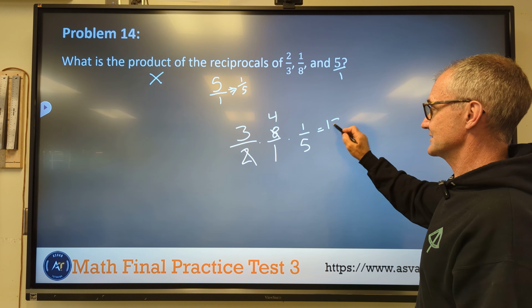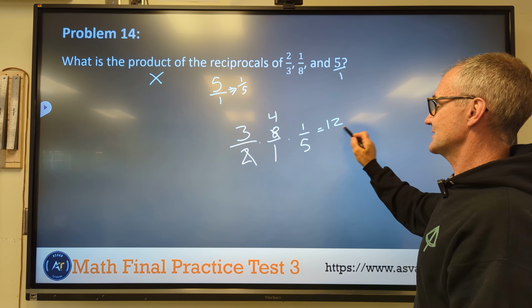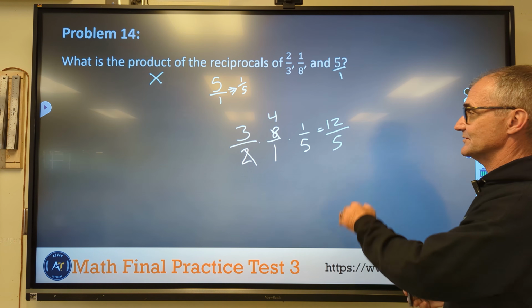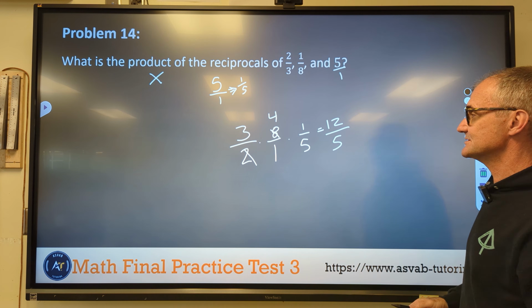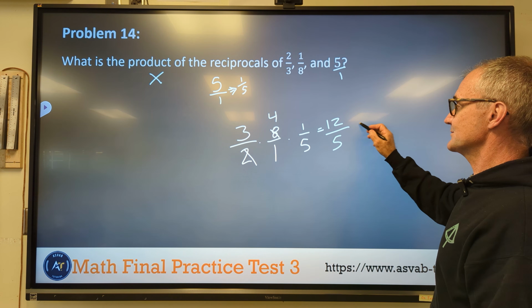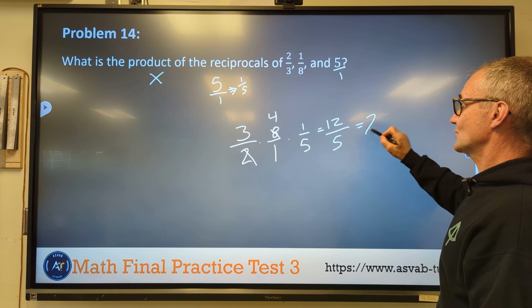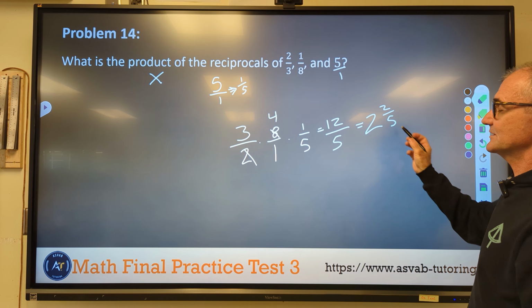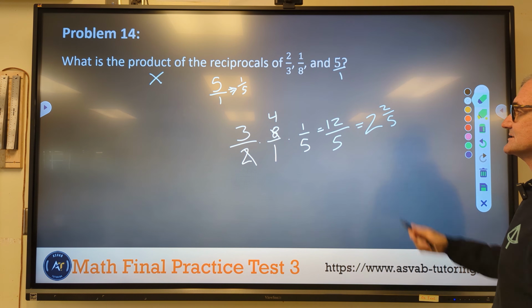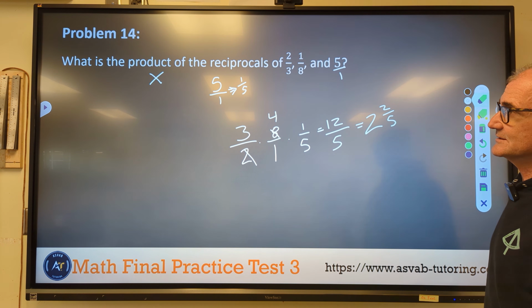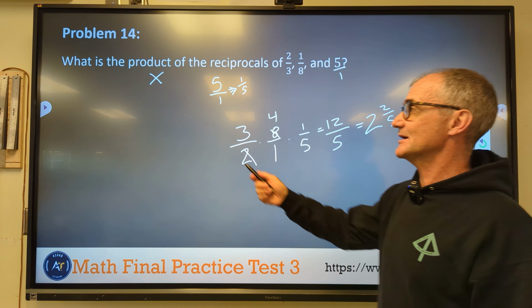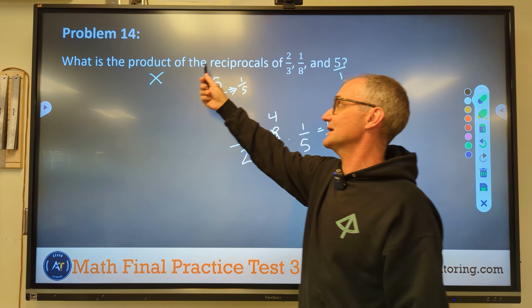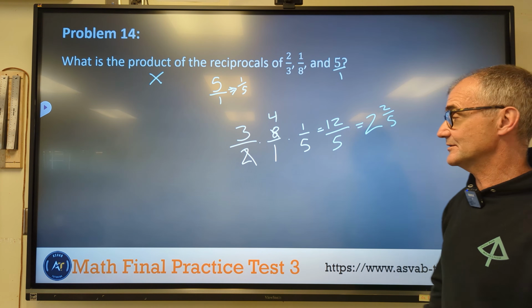Multiply across the top to get 12. Multiply across the bottom to get 5. 12/5 might be an answer if it were multiple choice. Or I could turn it into a mixed number. 5 goes into 12 twice with 2 left over. So 2 and 2/5, 12/5, they are equivalents. This is probably a better answer to leave it in. So again, this is really a vocab problem. You need to know product means multiply. Reciprocal means flip the number over.